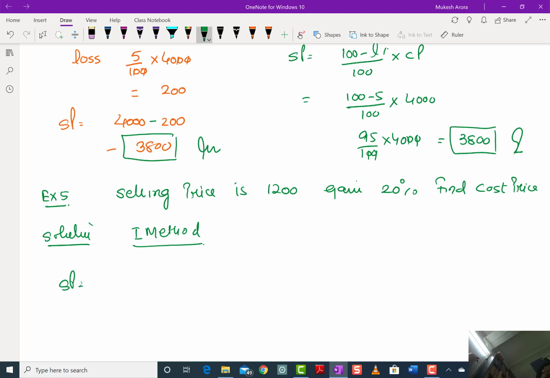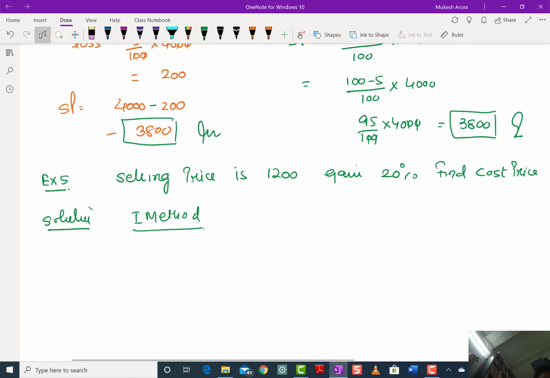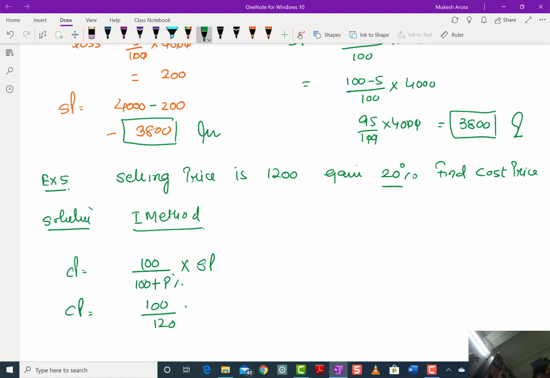SP is equal to 100 plus profit percentage upon 100 into CP. Now we have to find CP, so CP is equal to 100 upon 100 plus profit percentage into SP. CP is equal to 100 upon 120 into 1200. This is 10, so the answer is 1000.